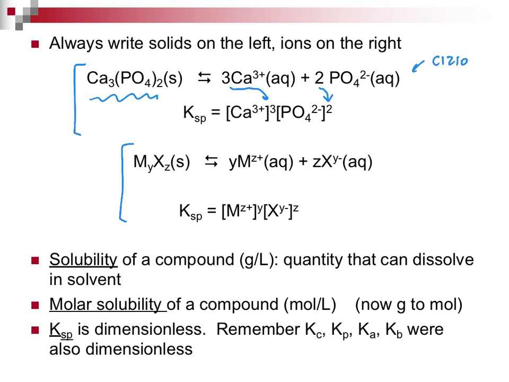Here are the take-home words we need to learn. Solubility, that's measured in grams per liter, and that's the quantity that can dissolve in a solvent. We tend to work in water in Chemistry 1220. Molar solubility, well, that's where I've changed those grams into moles. Again, something you learned back in Chemistry 1210. And just to reinforce, Ksp has no dimensions. Remember, you have had already 4 different Ks, Kc, Kp, Ka, Kb. All of them were dimensionless.